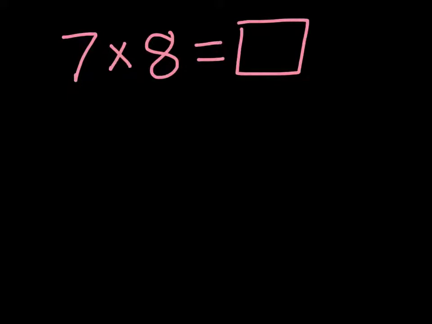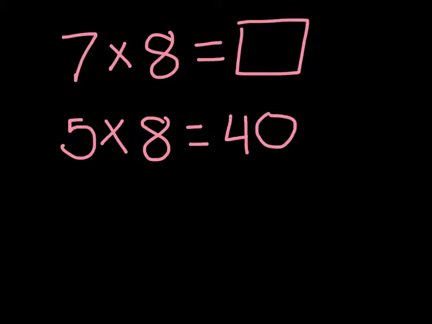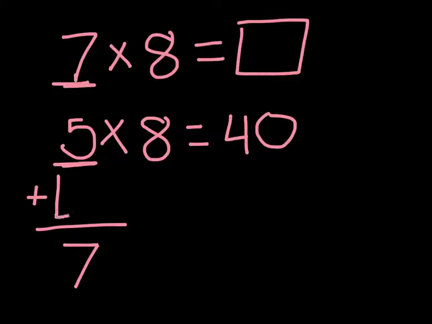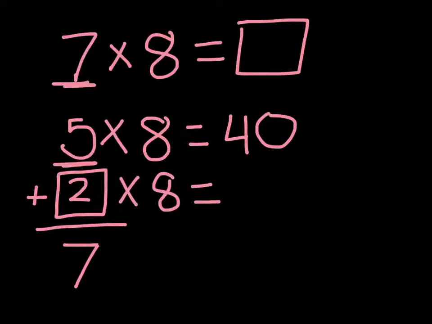I know 5 times 8. And I know that 5 times 8 equals 40, absolutely. All right, so now I know that I only have 5 groups of 8 and I actually need 7. All right, what can I add to 5 to get 7? What's that missing number in this addition equation? 2. So now I have 2 times 8 equals 16.